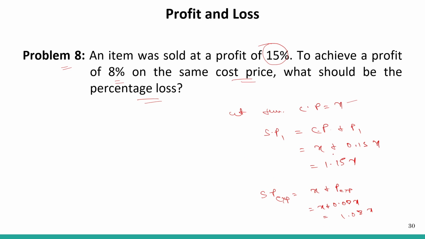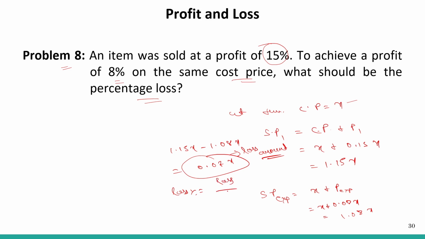Okay, so the loss percentage will be, so 1.15X minus 1.08X is equal to what? 0.07X, right? So this is the loss amount. Okay, so loss percentage is equal to, we know that, loss by CP into 100, right?